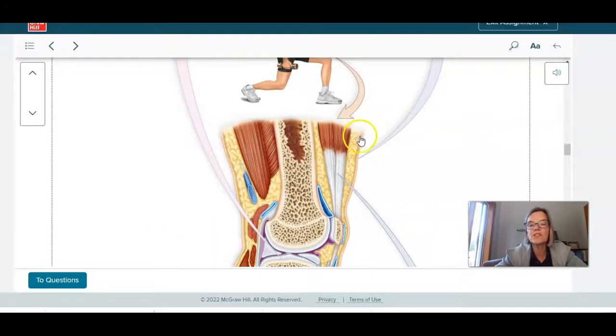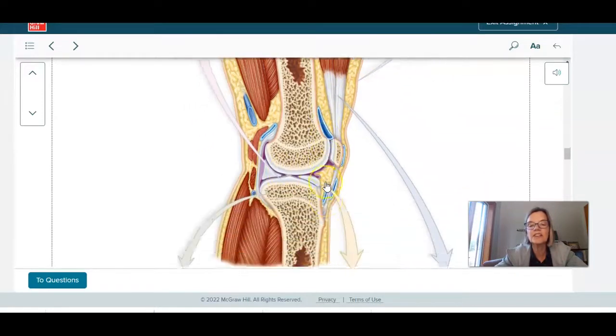So right here we have that loose connective tissue under the skin, that dense connective tissue making up a tendon, and cartilage cushioning the ends of bones.